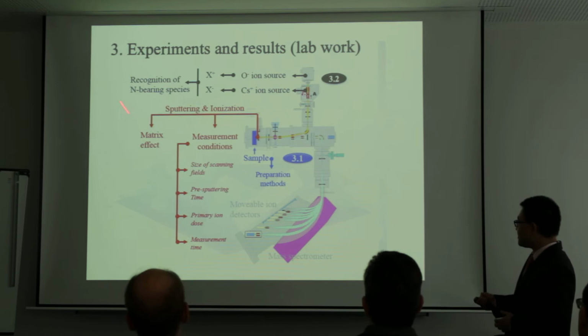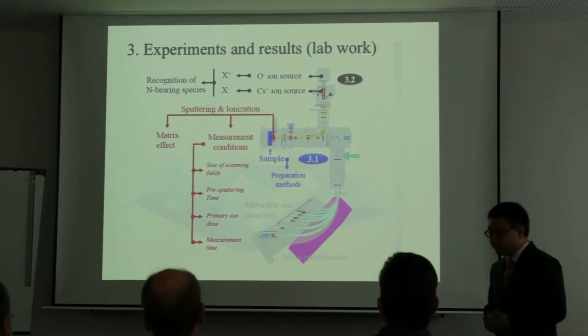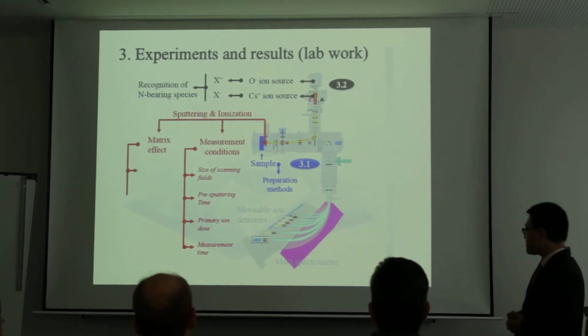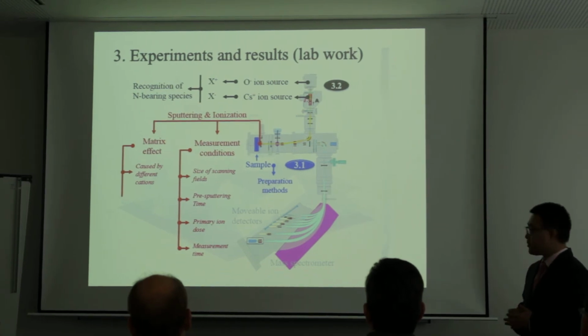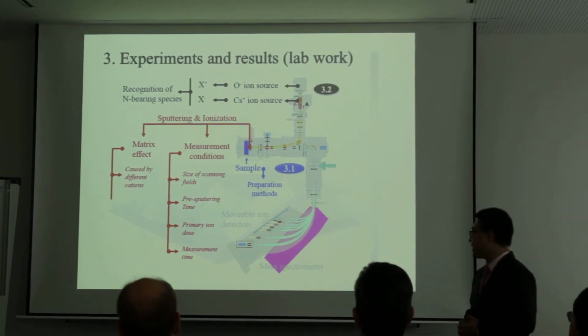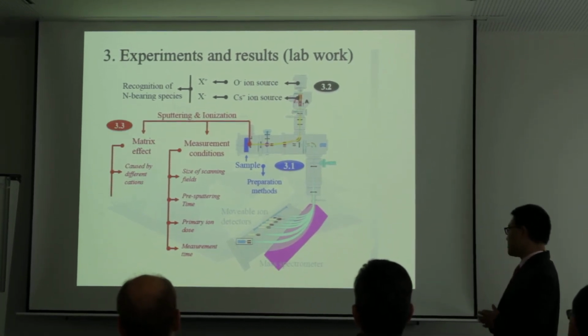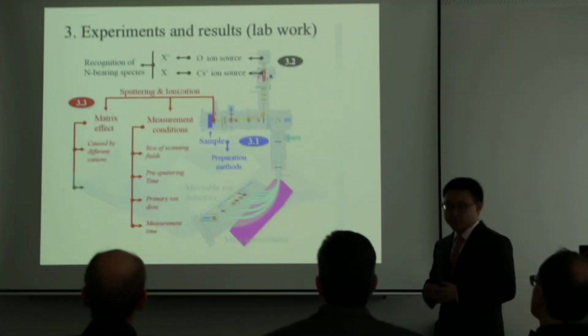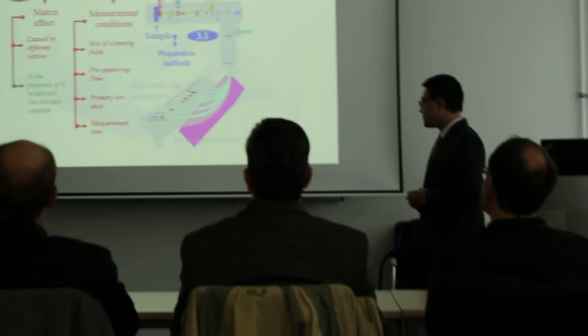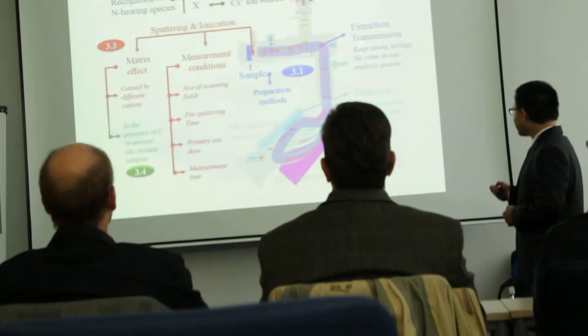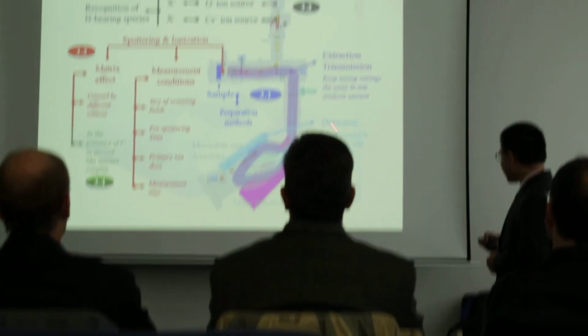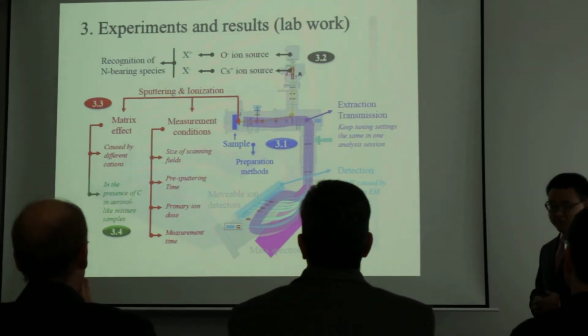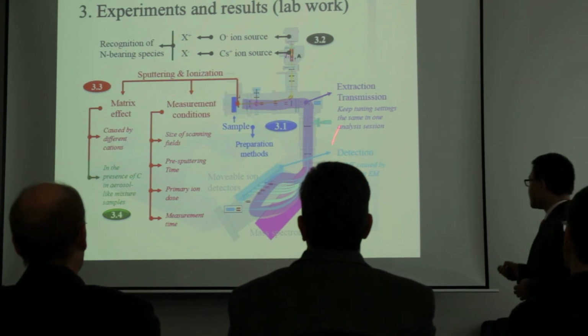More importantly, I investigated the matrix effect, which is produced by different cations, for example, potassium nitrate and sodium nitrate. This will be shown in the third part. And I also measured aerosol-like mixture samples with the presence of carbon in the first part. For other stages, like secondary ion extraction, transmission, and detection, the instrument mass fractionation effect is relatively stable.